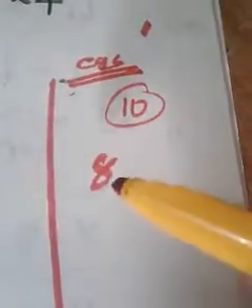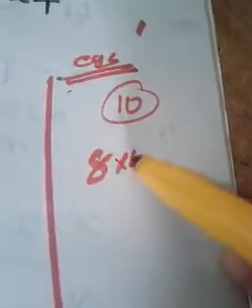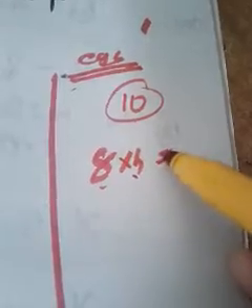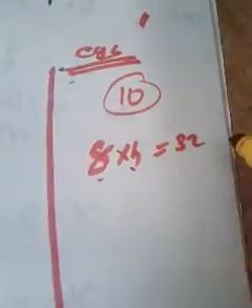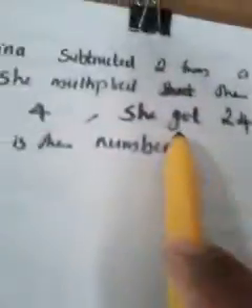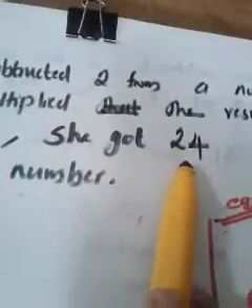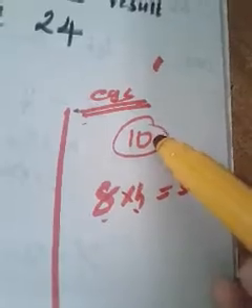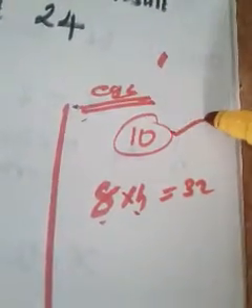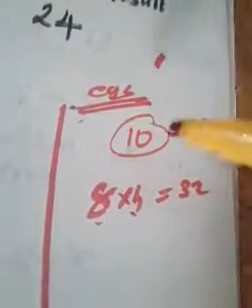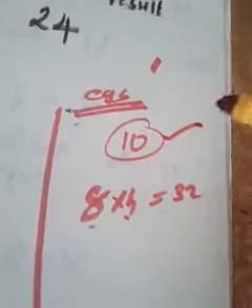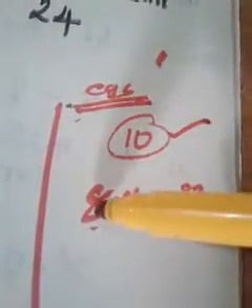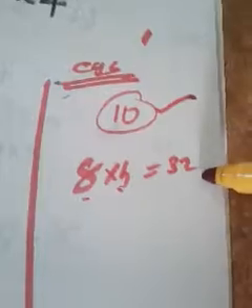She has to multiply the result, which is now 8, by 4. What is that? 8 into 4 is 32. Okay. But what result did she get? She got 24. So we took just a number 10. Just simply we choose the number 10. I don't know whether Amina thought of 10 or not, but simply I took 10. When I subtract 2, I got 8. 8 into 4 becomes 32.